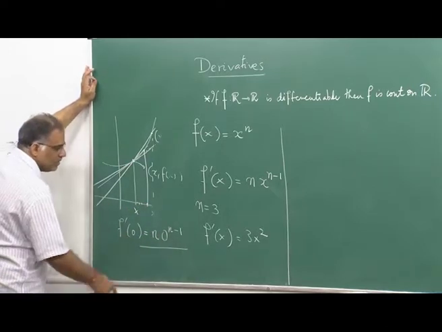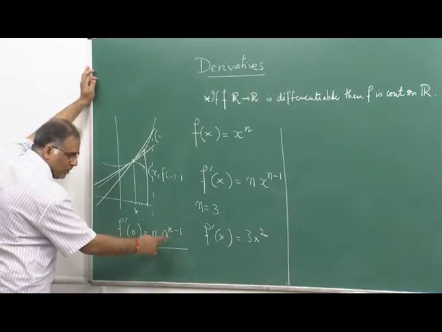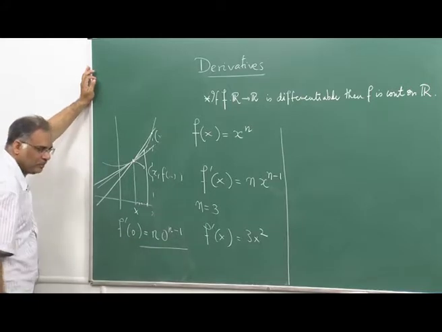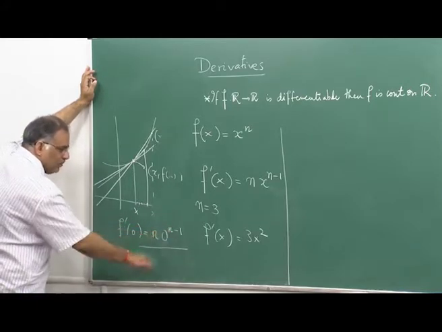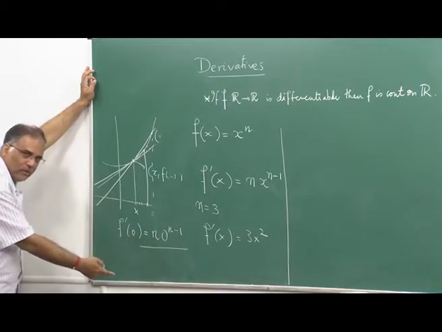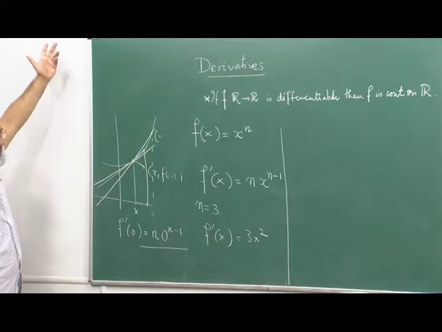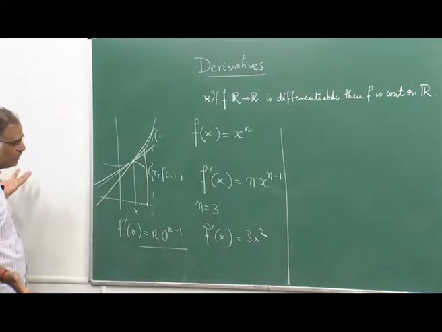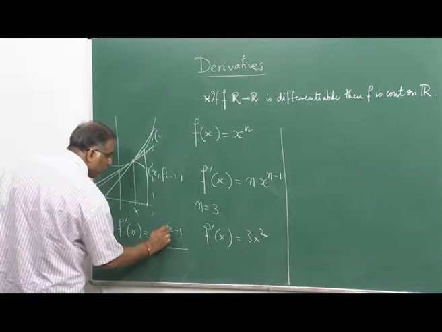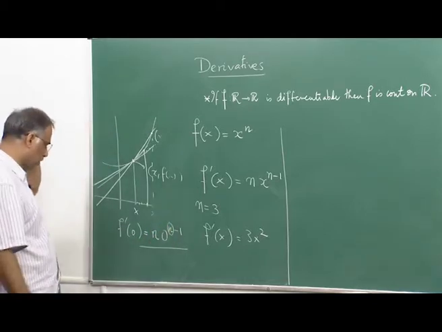But if n is half, so what will happen? If n is half, it will become 0 to the power minus half, means 1 by 0 to the power half, and immediately you have nothing. You are dividing by 0. So you have to be very cautious about this n.